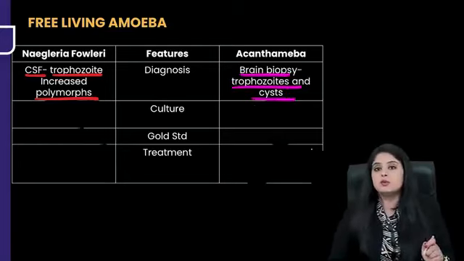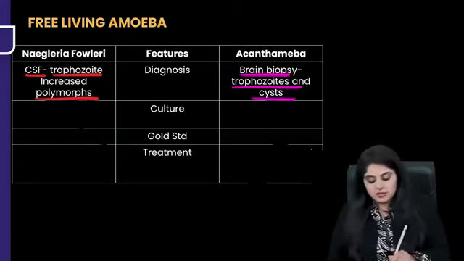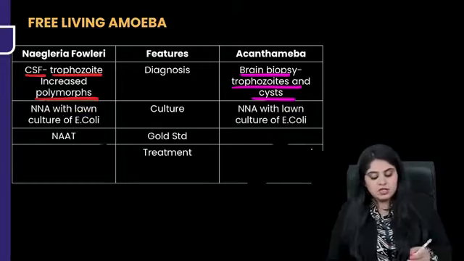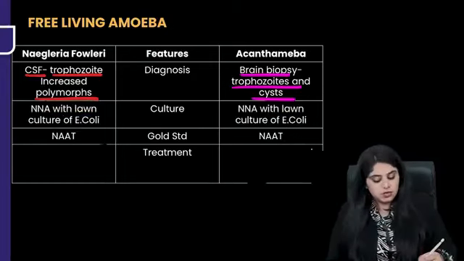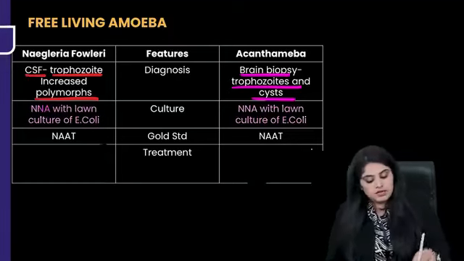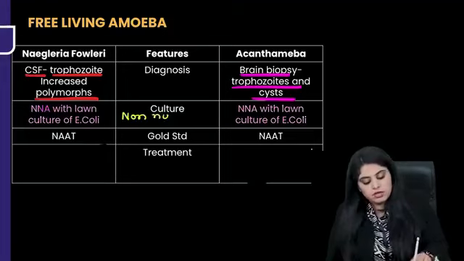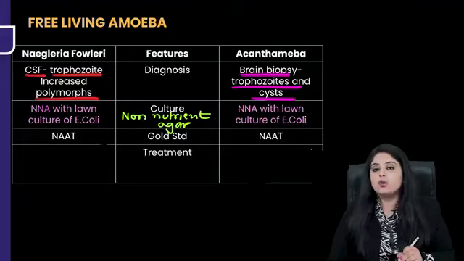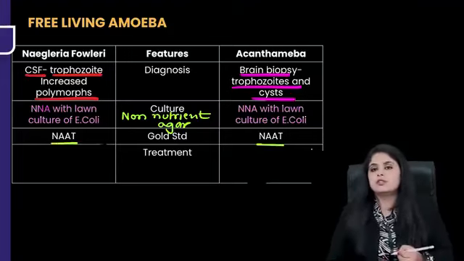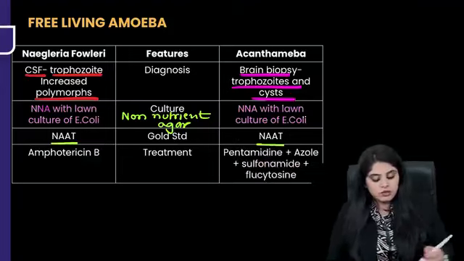In Acanthamoeba, you see both trophozoite and the cyst, and let me show you that picture in a while, how trophozoite and cyst look. Culture for both is the same. Culture and the gold standard is the same. For culture, for both of them you use NNA with E. coli. What is NNA? If you want to know, it is a non-nutrient agar. Although you don't have to know the full form, you use a non-nutrient agar with a lawn of E. coli, that is for both. And obviously PCR, nucleic acid amplification testing, is also going to be the same for both, and that is the best, of course.